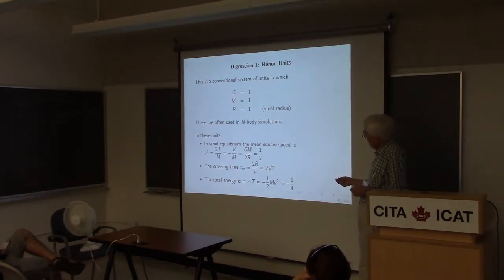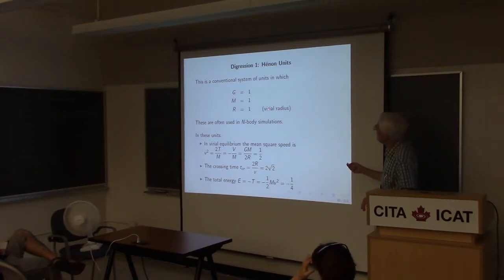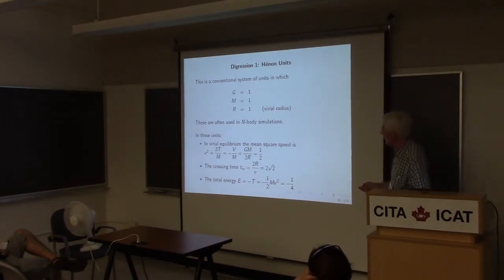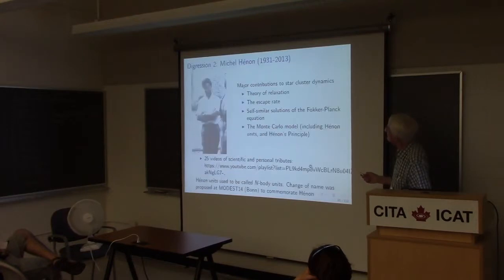Now, these units are fairly convenient in virial equilibrium. The mean square speed is actually a half. The crossing time is 2 root 2. The total energy is minus a quarter. These are slightly weird-looking consequences of these units, but these statements are relatively simple. I haven't defined virial radius in these lectures. I think it's very close to the half-mass radius for most models of interest.